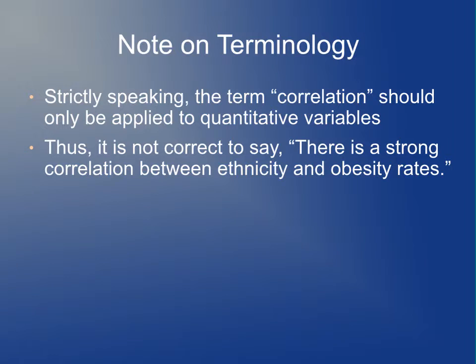Quick note on terminology: if you want to be precise, the term correlation should only be applied to quantitative variables. It is technically not correct to say there's a strong correlation between ethnicity and obesity rates, because ethnicity is categorical, and if you dichotomize obesity, that's categorical as well. But people sometimes do, and it's not something I'm going to be strict about in this class, but it's something to keep in mind. If you're talking about categorical variables, it would be better to use the term association rather than correlation.